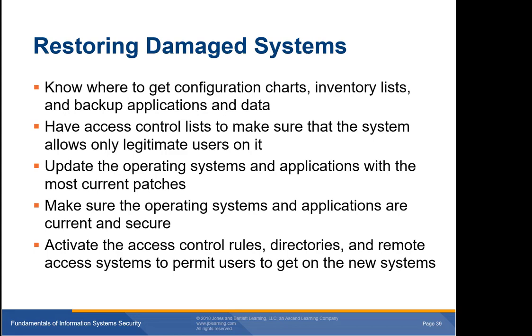Next, some organizations overlook access control permissions and recovery plans. You must activate the access control rules, directories, and remote access systems to permit users to get on the new systems. When you are making the plan, be sure that any vendor's software will run on alternate processors. Some vendors license their products to operate only on a certain CPU. I want to give you a short list of disaster recovery issues that are often overlooked in the maintenance and execution of a DRP. I want you to keep these in mind.